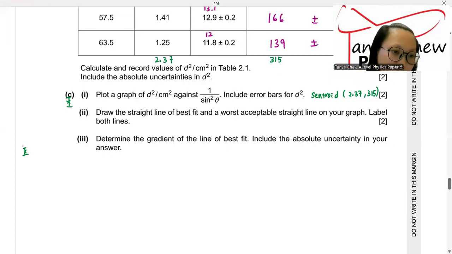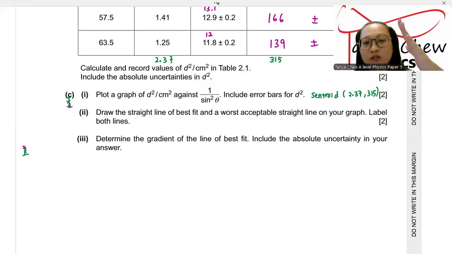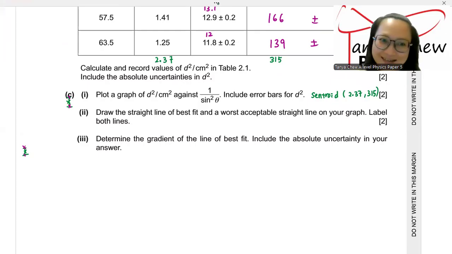If you start from the top of the first error bar, you have to stop at the bottom of the last error bar. But make sure that the worst fit line that you draw must cut through all the error bars in between. On the other hand, if you start from the bottom of the first error bar, you have to stop at the top of the last error bar. Same thing, make sure that your worst fit line passes through all the error bars in between. That's it.